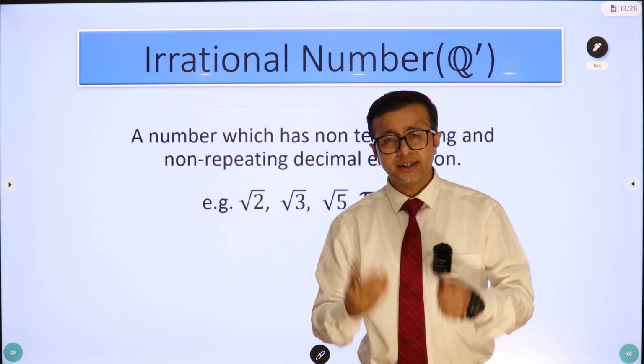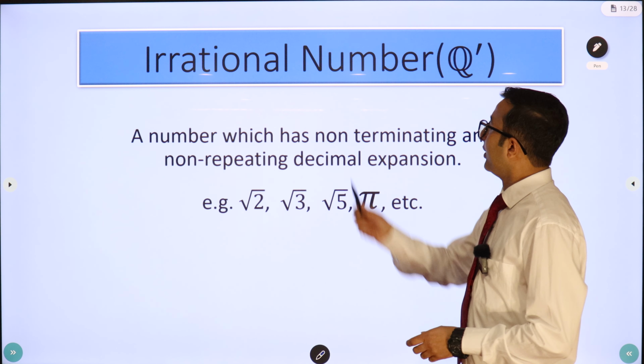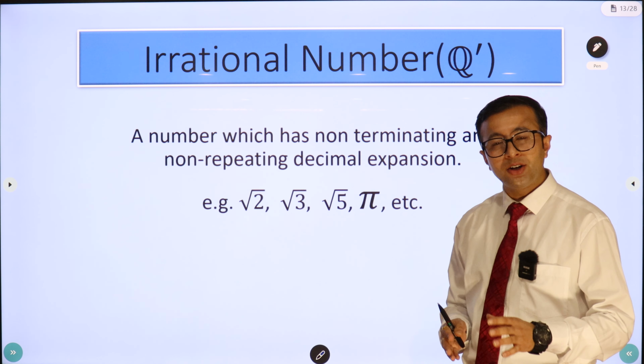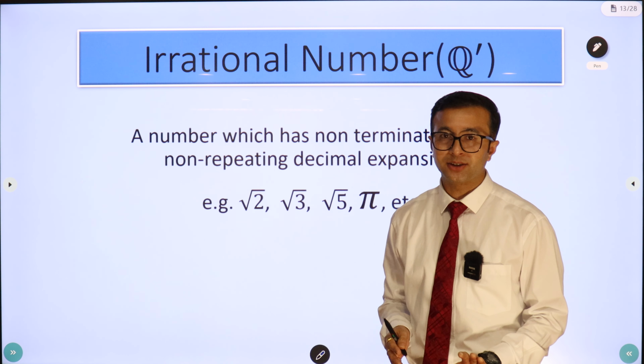The next set of numbers is irrational numbers. Irrational numbers are numbers which have a non-terminating and non-repeating decimal expansion.